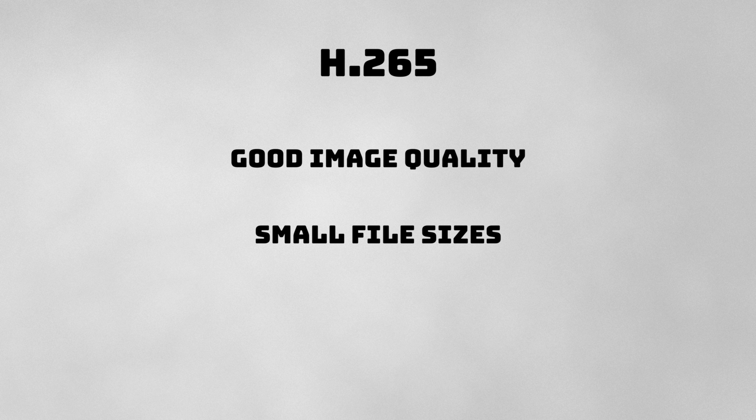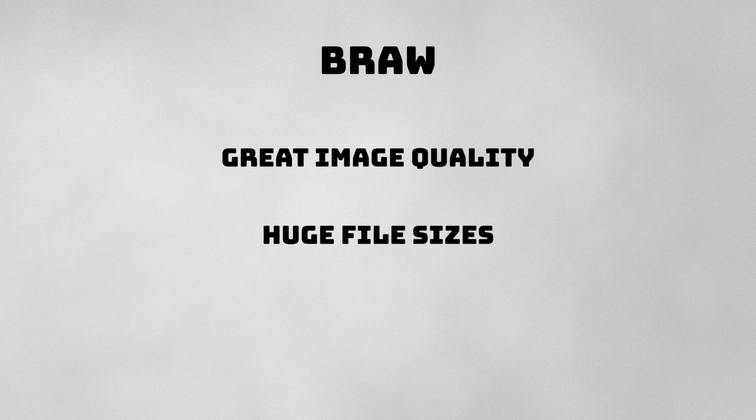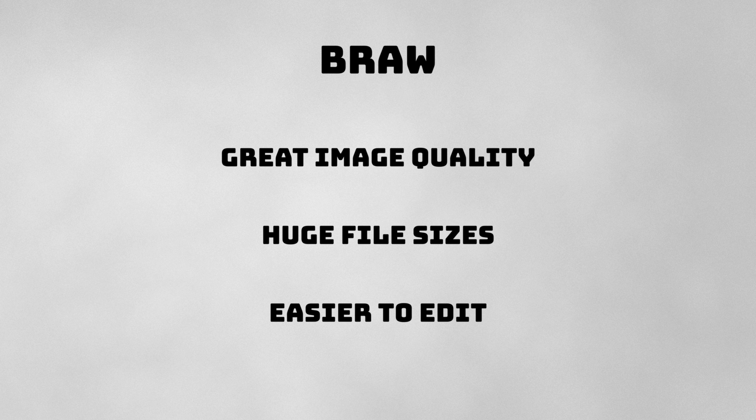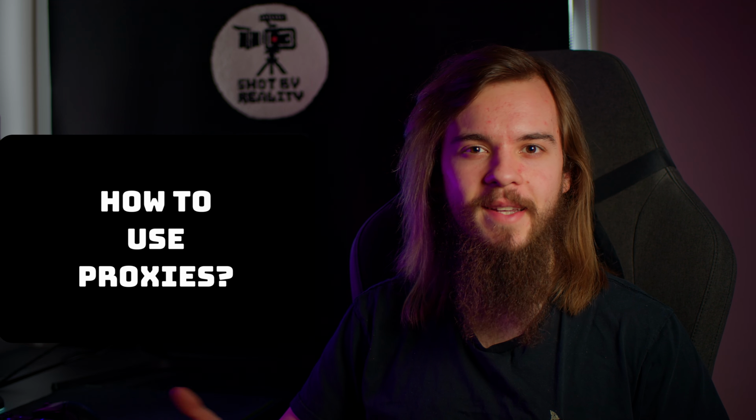H.265 is a good example. It can look very good and keep file sizes low, but it can be painful to edit because your computer has to decode a lot of compressed information in real time. B-RAW is different, and in many cases it is much nicer to work with than heavily compressed delivery codecs. So now you know what proxies are, but how to use them.